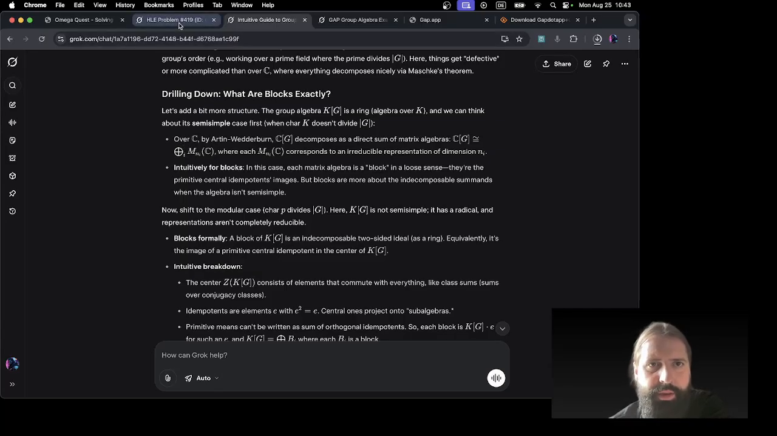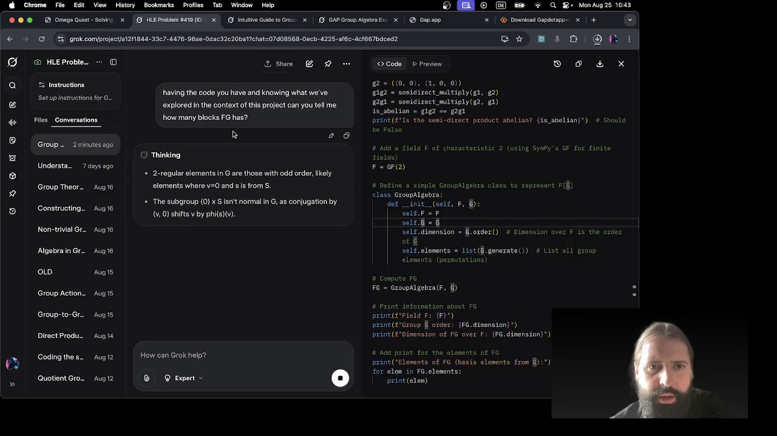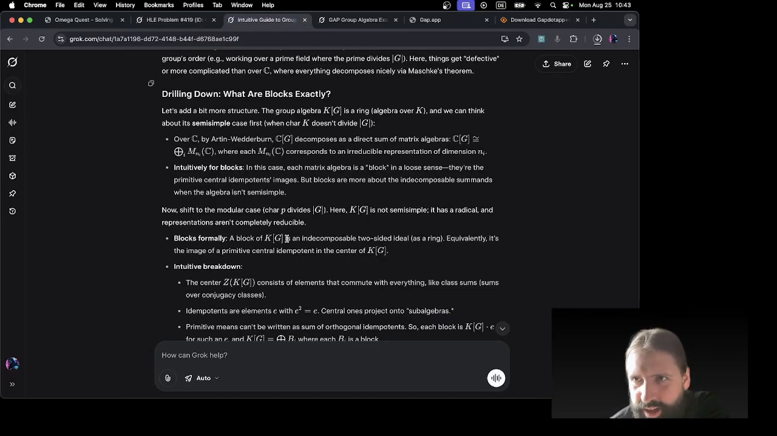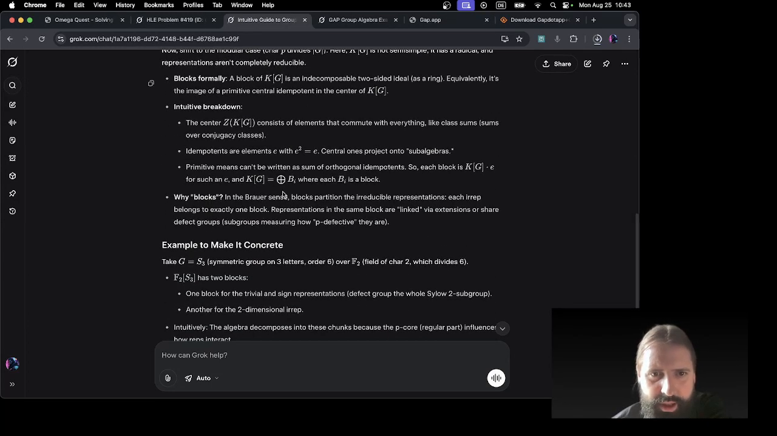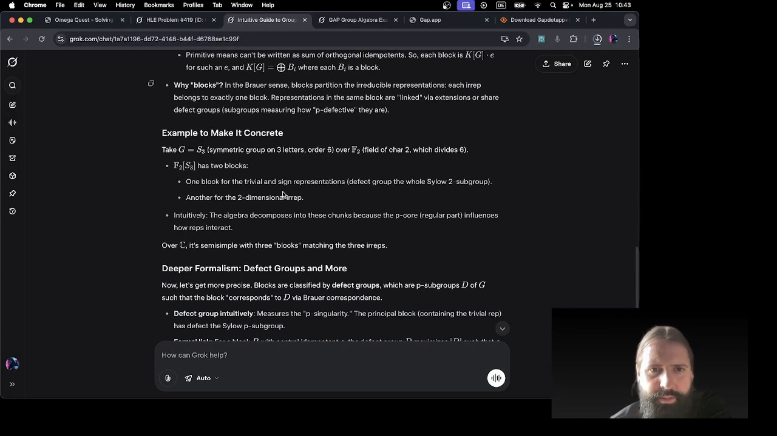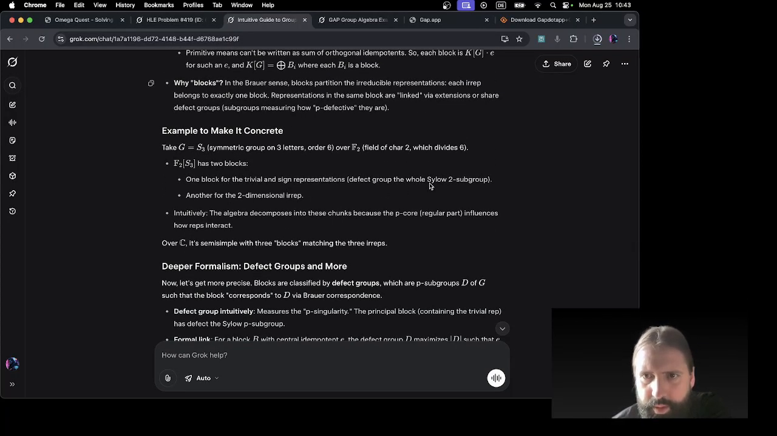Why is that the simplest case? And you're still thinking, boy. You're really still thinking. Okay. Each matrix algebra is a block in a loose sense. They are the primitive central idempotent images, but blocks are more about the idempotent summands when the algebra isn't semi-simple. It still isn't, and I still can't break it down in my head, into these chunks because of the p-regular part that influences how reps interact.